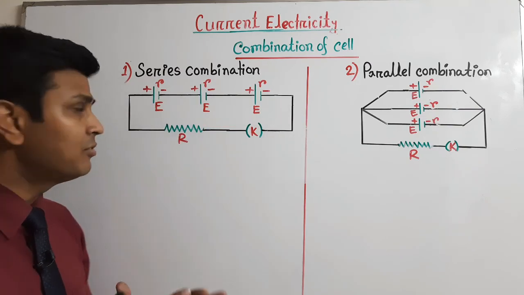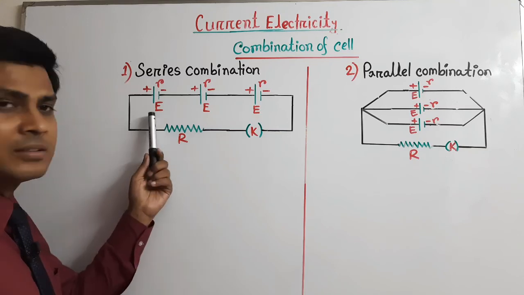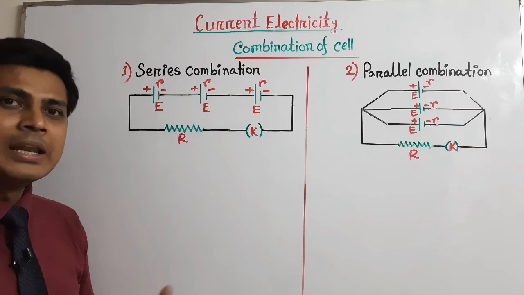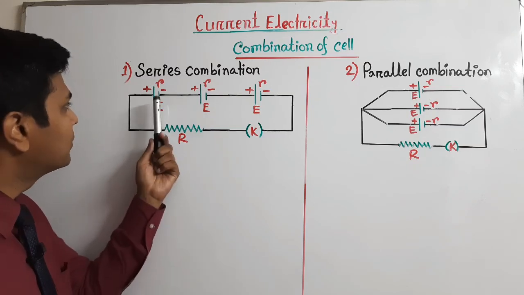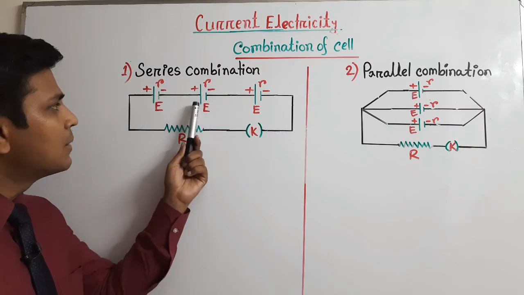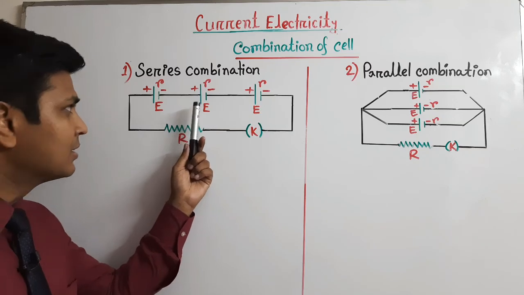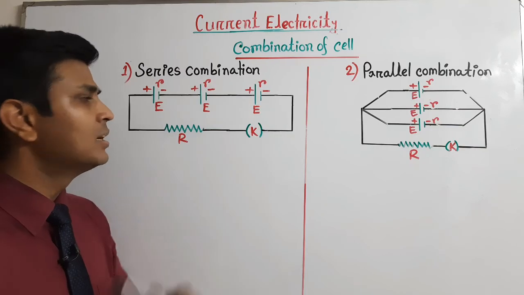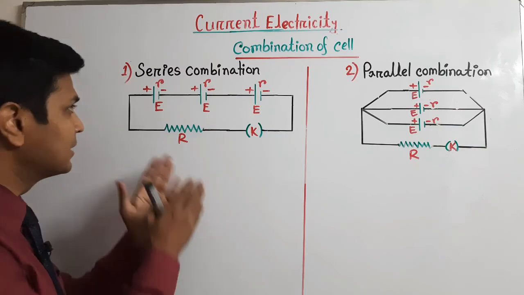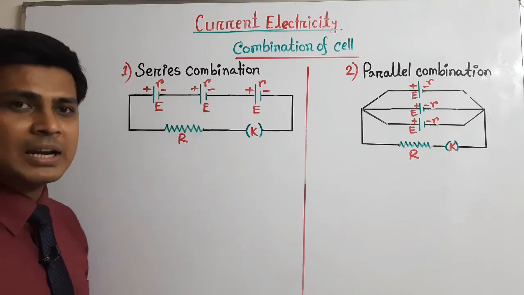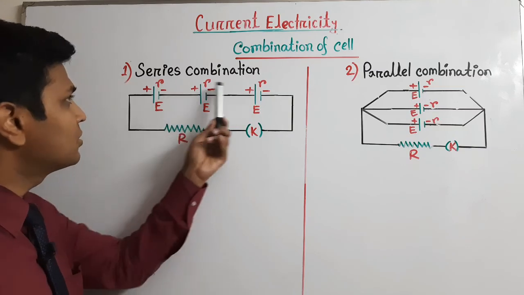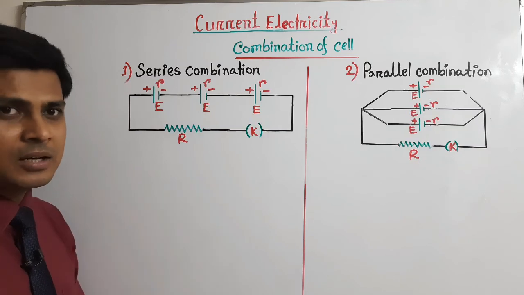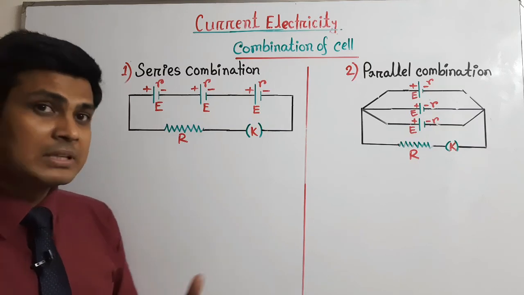Series combination means the cells are connected in such a way that they connect one after another. In other words, we can say the negative end of the first cell is connected with the positive end of the second cell, and similarly the negative end of the second cell is connected with the positive end of the third cell. In this way these cells are connected one after another. That type of combination is called series combination. So you can see this is the same as the series circuit in case of resistances.